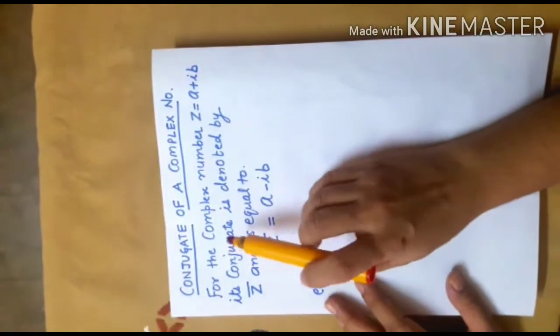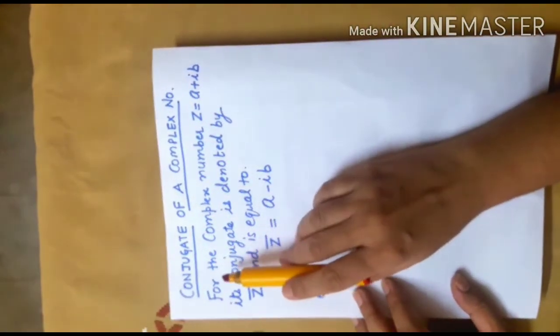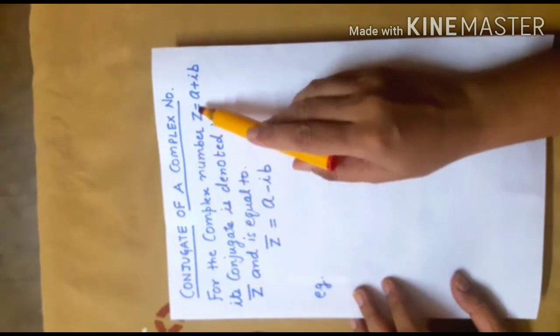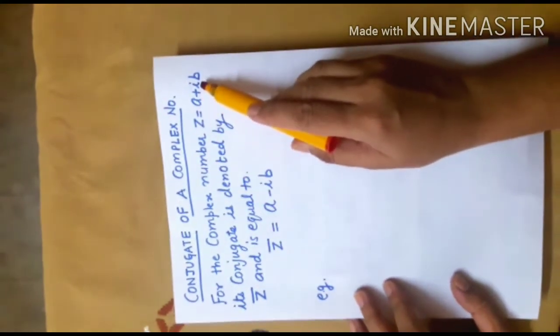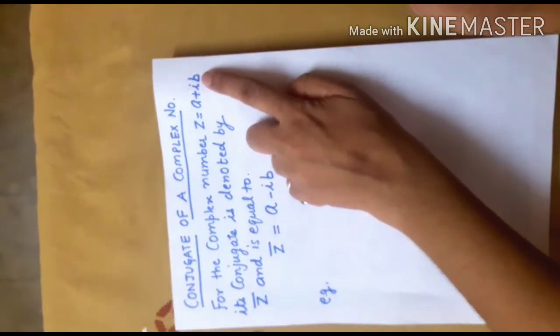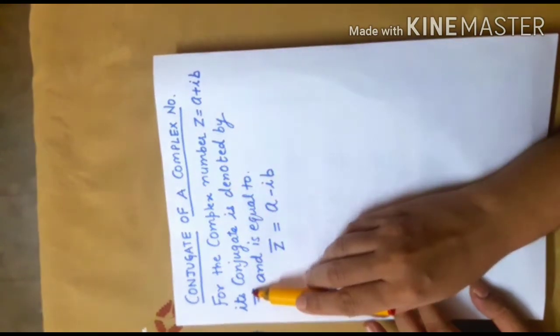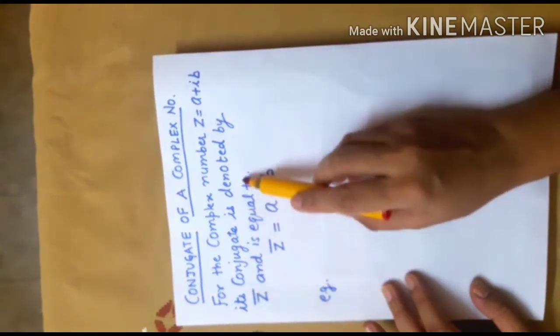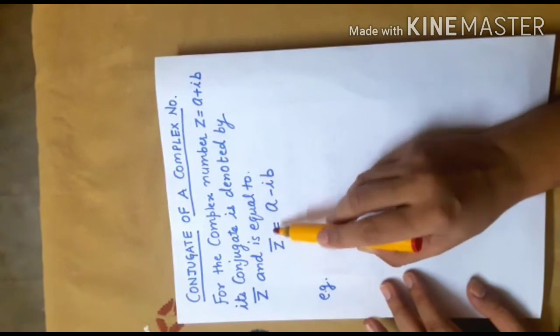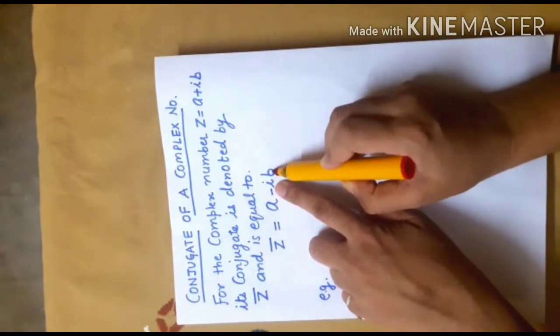Now we will discuss the conjugate of a complex number. For the complex number z equals a plus iota b, real part plus imaginary part, its conjugate is denoted by z bar and is defined as z bar equals a minus iota b.